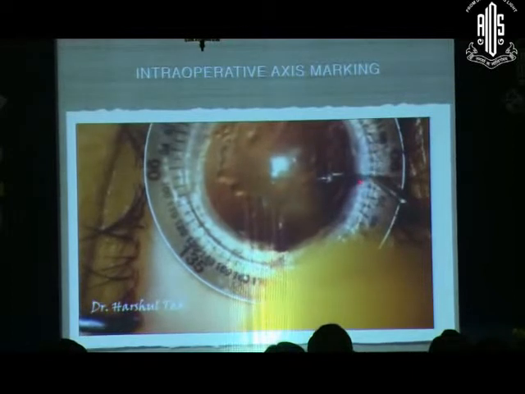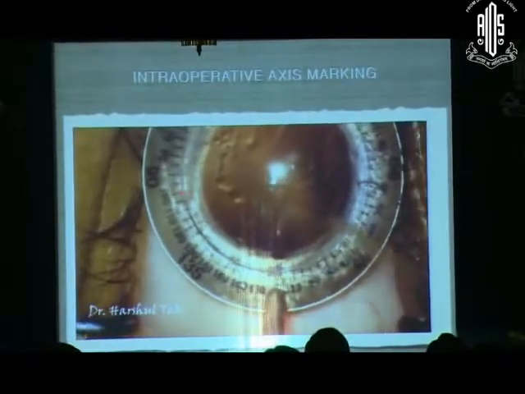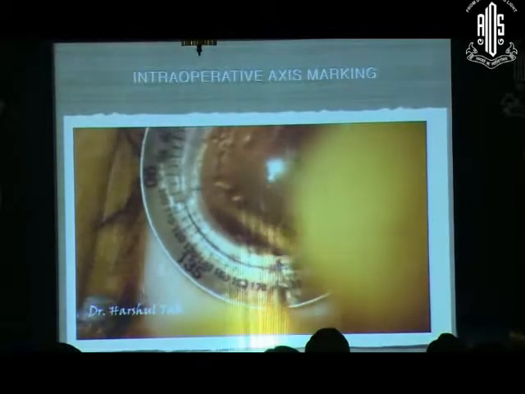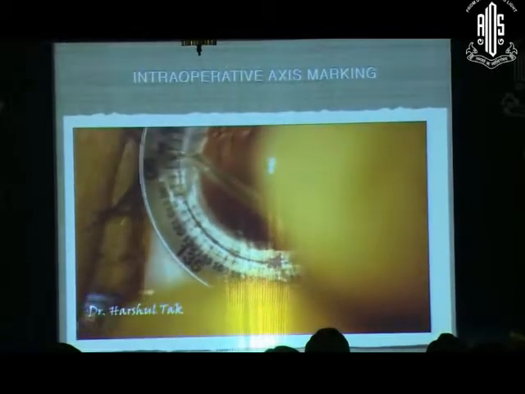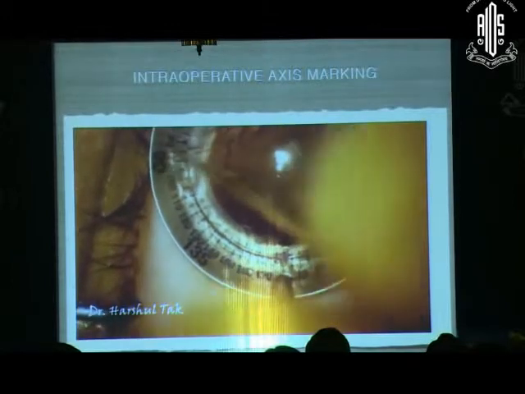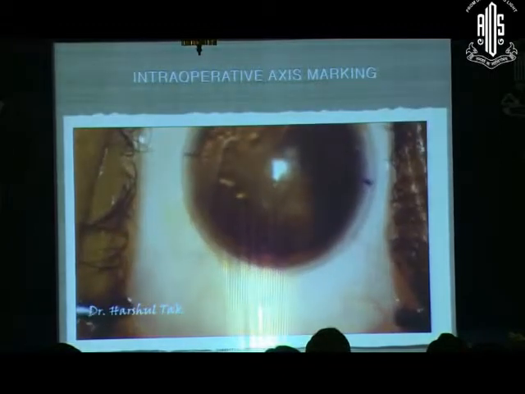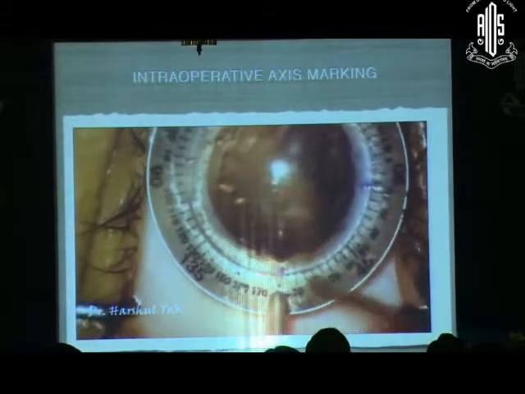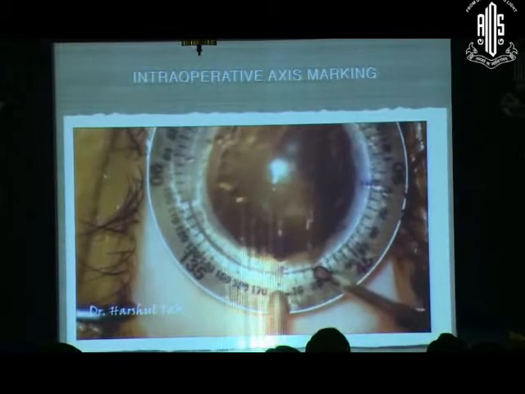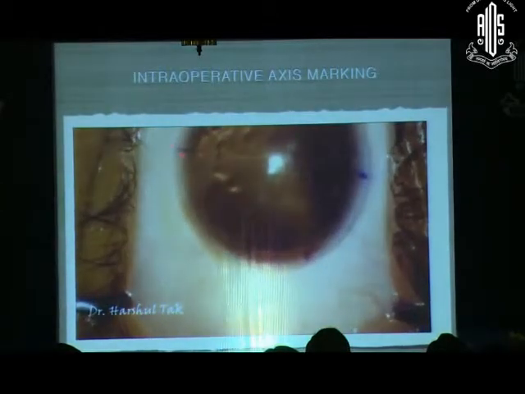This is somewhere around 83 degrees. So I put a very thin mark here and put a very thin mark on the other side. Remember that your cornea has to be dry so that you can get a better stain. And then I mark my incision also. It's somewhere around 20 degrees here. So now you have two thin marks.